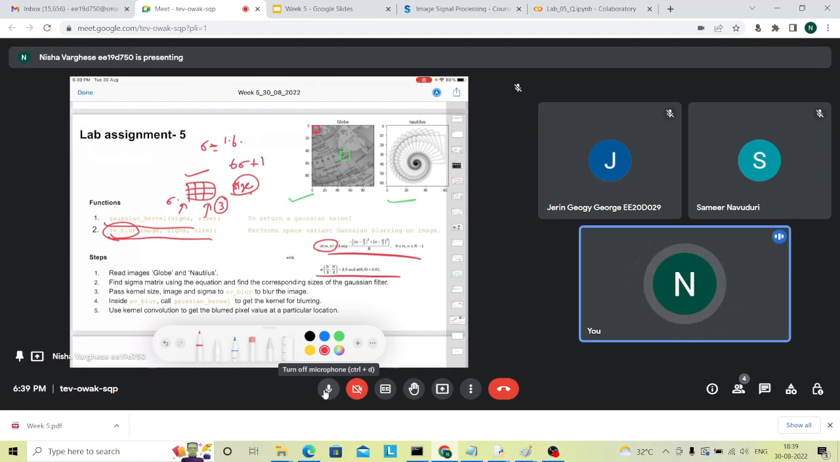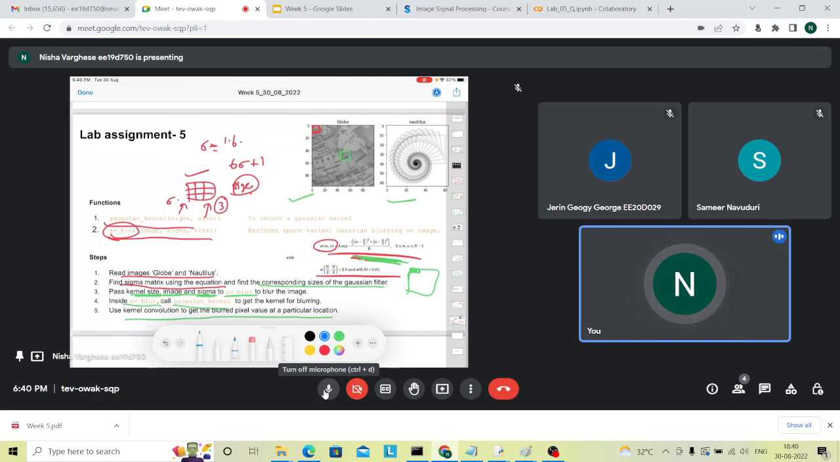So the first step is to read the images globe and nautilus, and find the sigma matrix using the equation. The equation is given in the question. For every pixel, give m equal to 0 and n equal to 0, then you will find the sigma at the first position. Then change to m equal to 0, n equal to 1, the second position. So at every position you find sigma, and then you have sigma for every pixel. Then using that sigma, find the kernel size, and pass the kernel size, image and sigma to the SV blur function. The SV blur function calls Gaussian kernel to get the kernel for blurring. That Gaussian kernel will return the kernel for blurring, and that kernel should be used to get the blurred pixel at the particular location.